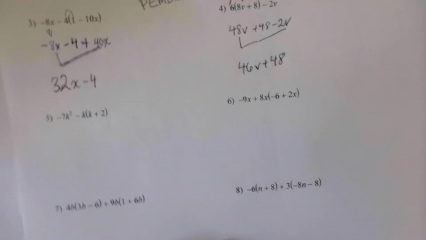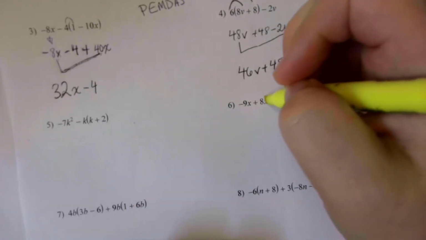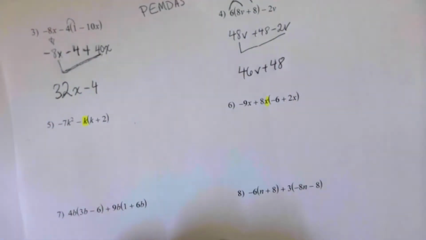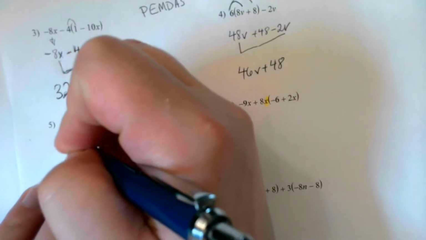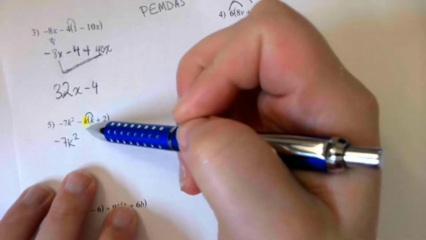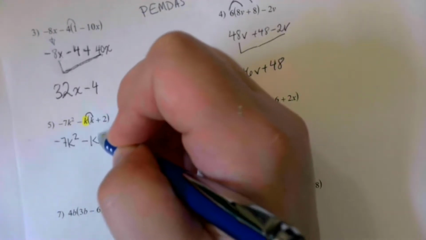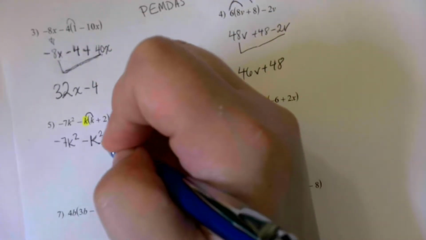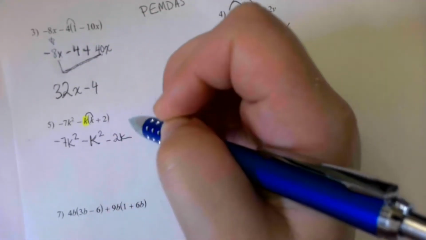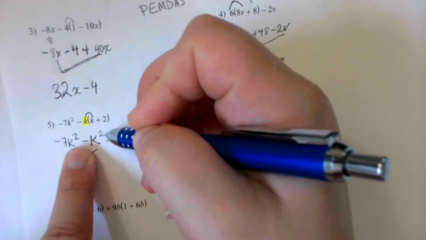Okay, here we're going to do something a little bit different. The only difference is we're going to be distributing variables. So the negative 7k squared comes down. Negative k times positive k, it's still going to be negative, but it's going to be a k squared. And then negative k times 2, negative 2k. Now all of these have a k, but these two have k to the same exponent.